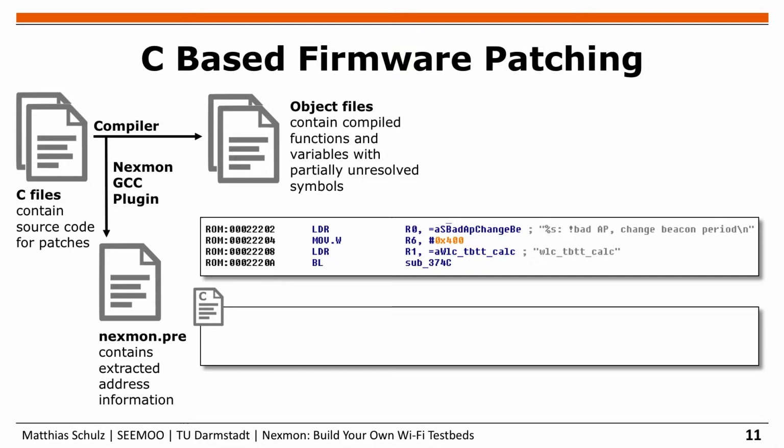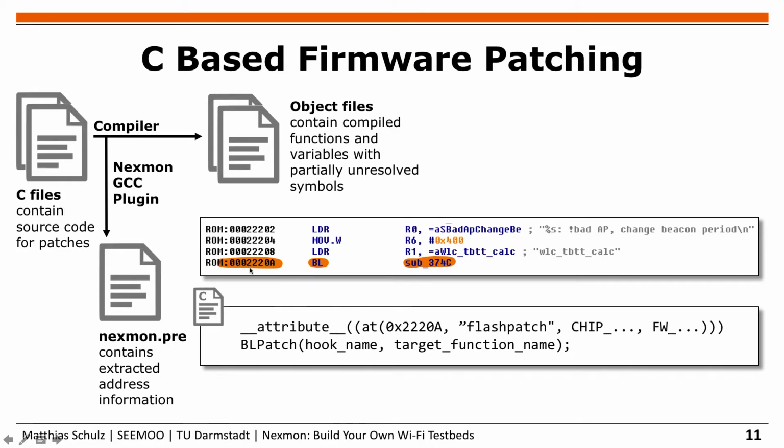So how does this source code look like? Let's go back to our example here where we have this printf function printing out a debugging message, and we would like to replace this printf function and call our own function. So you can see there's a branch link instruction here that we would like to patch. So in the patching framework we have a couple of C macros that can be called, like the BL patch. You can give it a name so that you can find it later on in the files, and you can say which function you want to call with it. And then we would have to define the address at which this patch should be placed in the firmware, and this would be just at this given address here.